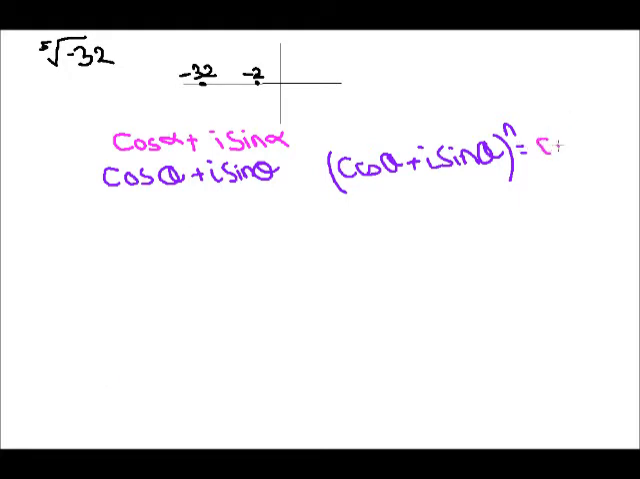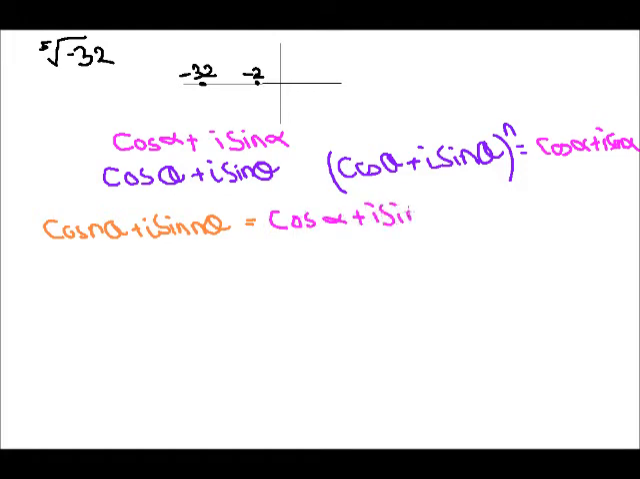Well, obviously, cos theta plus i sine theta to the power of n must equal cos alpha plus i sine alpha. Right, if we use de Moivre's theorem, we'll get cos n theta plus i sine n theta equals cos alpha plus i sine alpha.